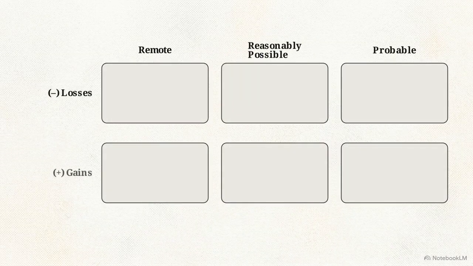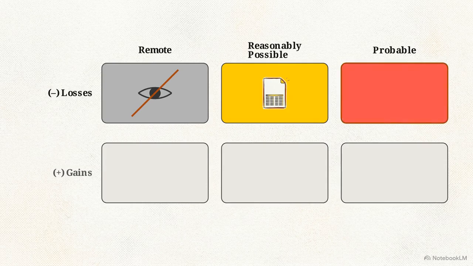This matrix outlines the 3 U.S. GAAP probability thresholds used to categorize loss contingencies: remote, reasonably possible, and probable. A remote contingency carries only a slight chance of occurrence. Because the risk is negligible, the rules require no accrual and no disclosure in the financial notes. A reasonably possible contingency represents a chance of occurrence that is more than remote but less than likely. These events must be disclosed in the footnotes, but they are not recorded in the accounts.